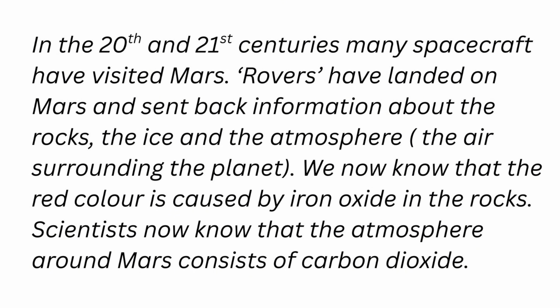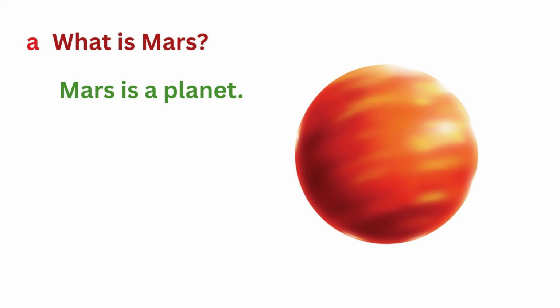In the 20th and 21st centuries, many spacecraft have visited Mars. Rovers have landed on Mars and sent back information about the rocks, the ice, and the atmosphere, the air surrounding the planet. We now know that the red color is caused by iron oxide in the rocks. Scientists now know that the atmosphere around Mars consists of carbon dioxide. A. What is Mars? Mars is a planet.